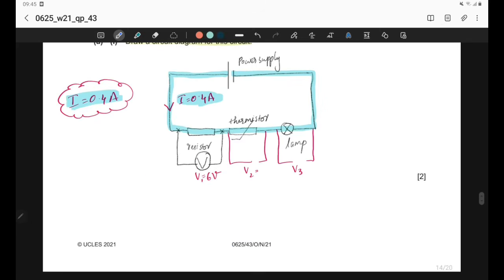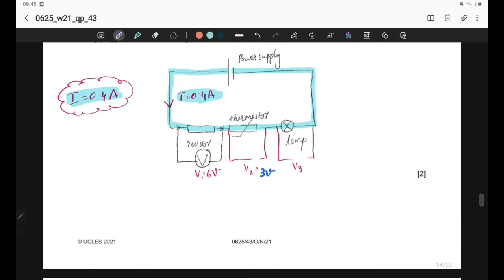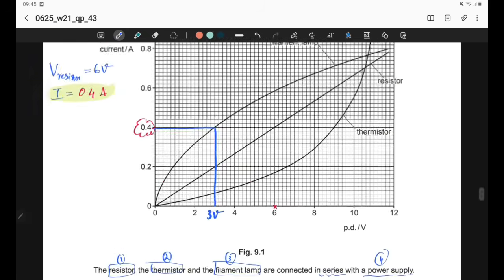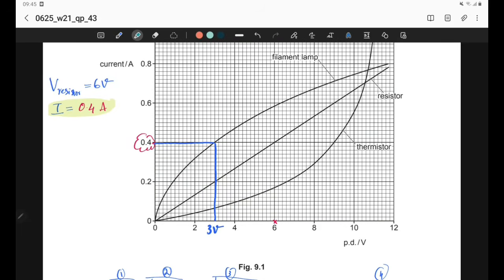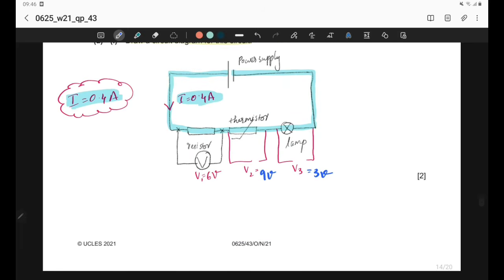So we can understand the voltage across the thermistor is 3 volt. Sorry, the filament lamp is 3 volt, not the thermistor. So the filament lamp is 3 volt. Likewise, we can find out the voltage across the thermistor. For that, we need to look at the graph of the thermistor and find, when the current of 0.4 ampere flows, what is the voltage across this thermistor. So just find the x-axis value and it is 9 volt. So the voltage across the thermistor is 9 volt.